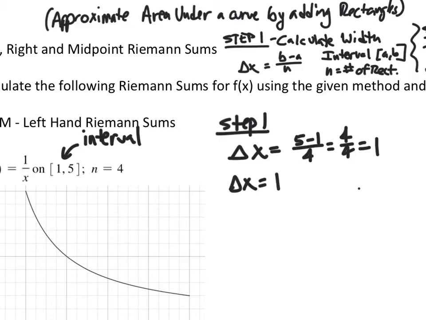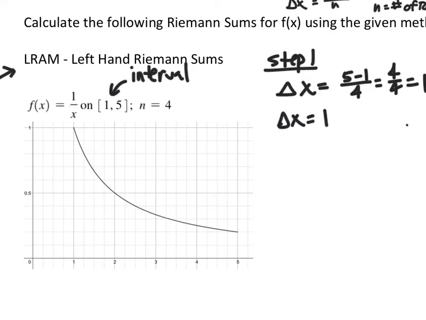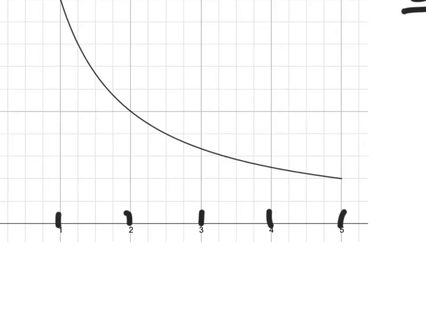Now I'm going to come over here and look at between 1 and 5 and section this off into 4 equal rectangles. The nice thing is that my delta x, the width of each rectangle, is 1. So I'm going to start at 1 and partition this off, a distance of 1, a distance of 1, a distance of 1, a distance of 1. I'll label that delta x equals 1 for each one.